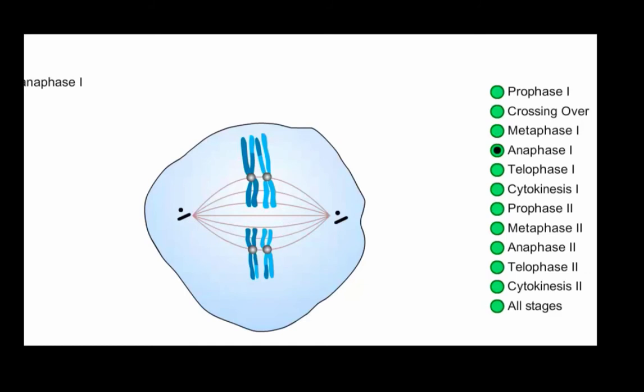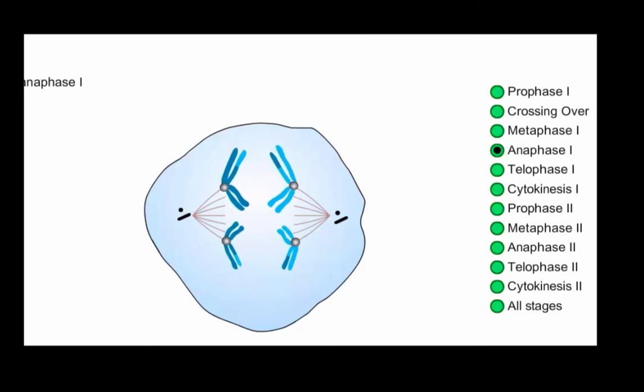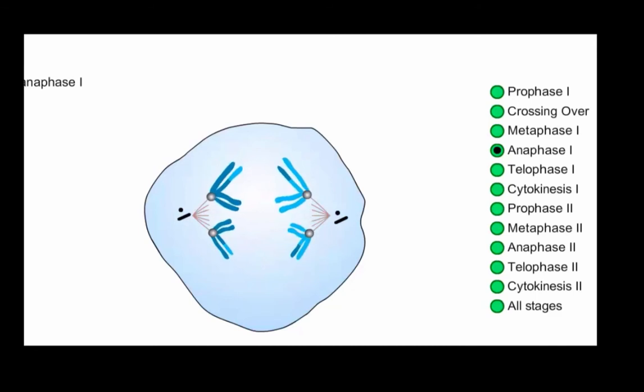Once they've lined up, then the spindle, which is made up of microtubules, get pulled. So those microtubules pull on the chromosome and they pull them towards the poles. So one chromosome from each homologous pair gets pulled to the opposite poles. And you can see that they get pulled by the centromere, so the centromere is moving first. So this is anaphase, we've now finished anaphase. Anaphase is when they're pulled apart, and so now we have telophase.